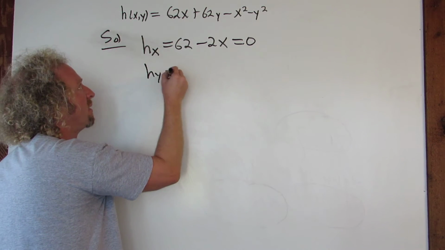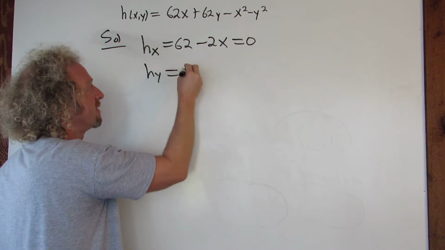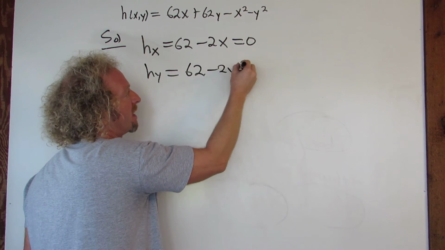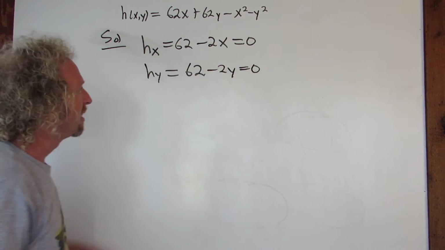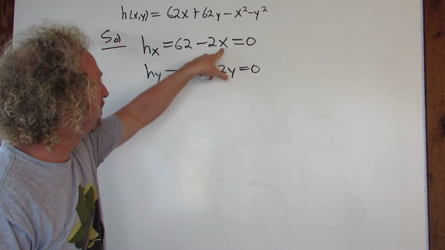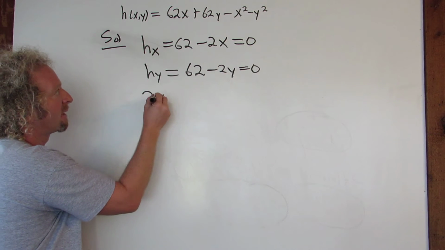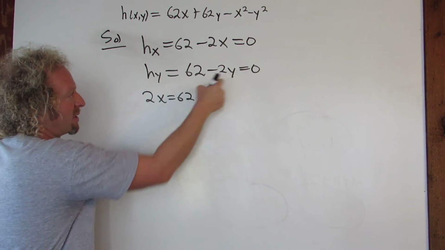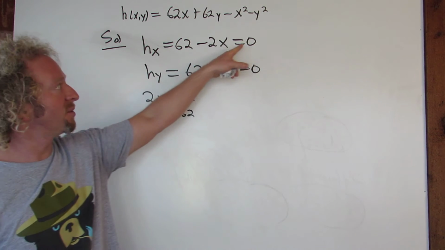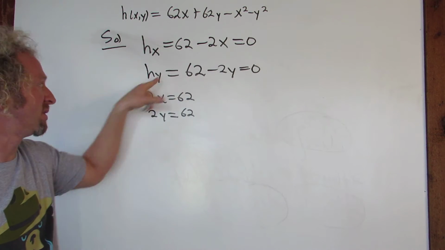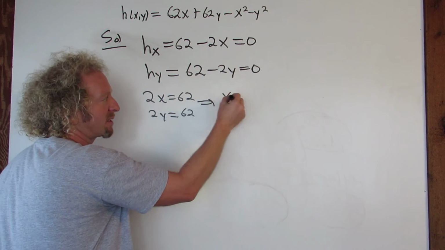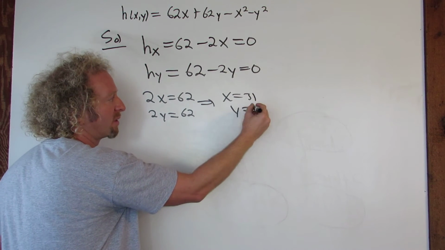So h sub y, so this derivative is 0, this derivative here is 62, this derivative is 0, and here you get minus 2y. We set that equal to 0. Okay? So now we solve both of these equations at the same time, simultaneously. So here we add 2x, we get this. Likewise here we add 2y, so we get this. I just wrote it backwards. Added 2x to this side, so I wrote 2x equals 62. Same thing here. Then you solve for x and y. Looks like in both cases you get x equals 31 and y equals 31.